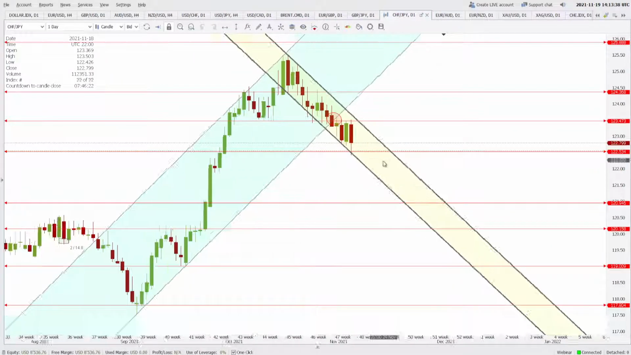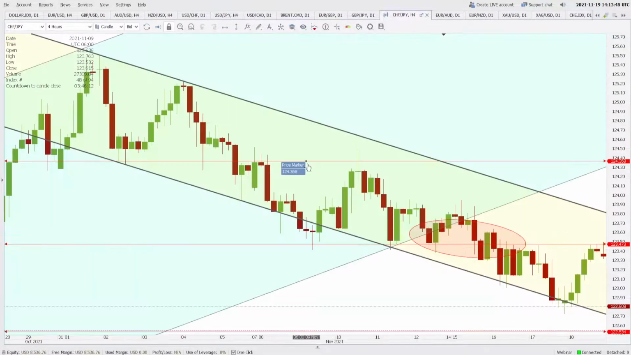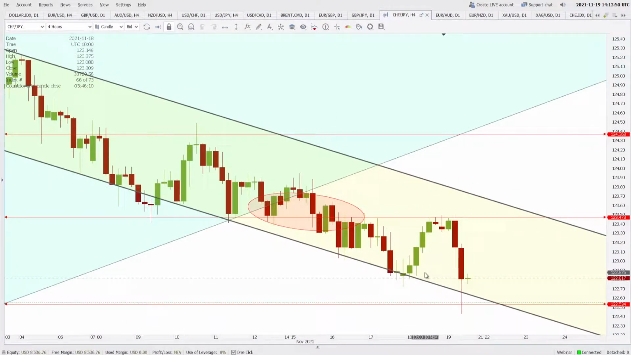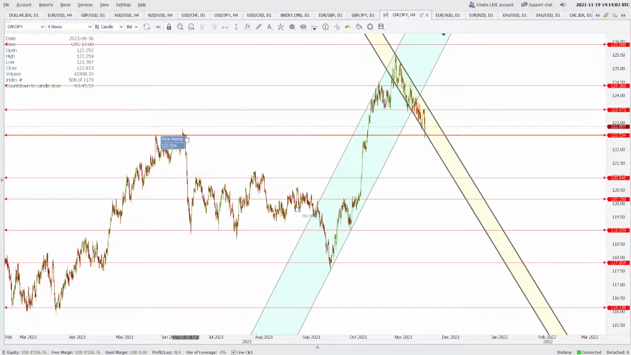CHF JPY has met a very crucial price area today. 122.53 was the area which we were expecting to act as a good support. You see on the 4-hour that it has acted as a very good support right now. In fact, it was a confluence of supports today. One was this falling channel support line, and second is this horizontal level which was broken earlier, last month actually, sorry.